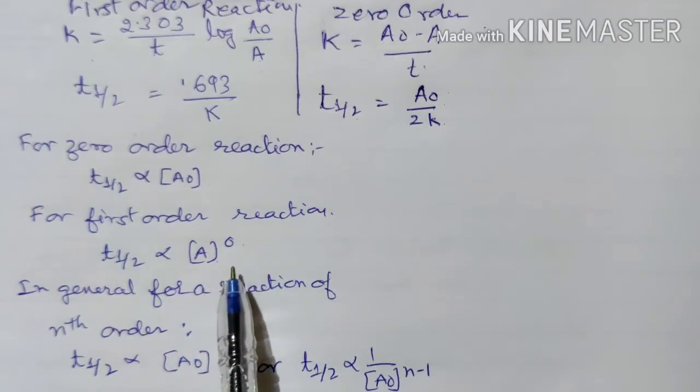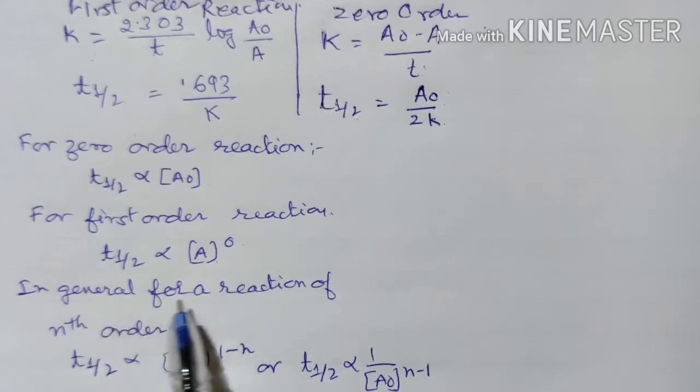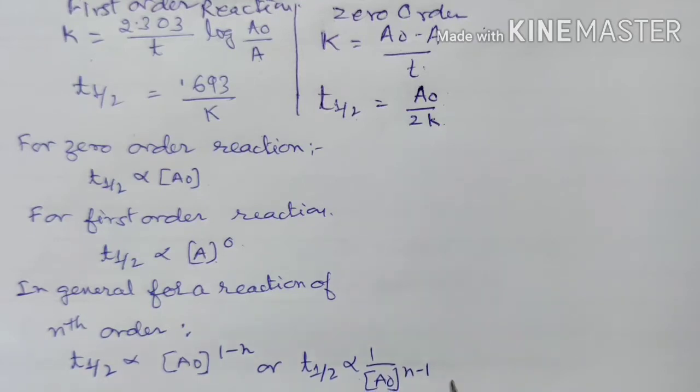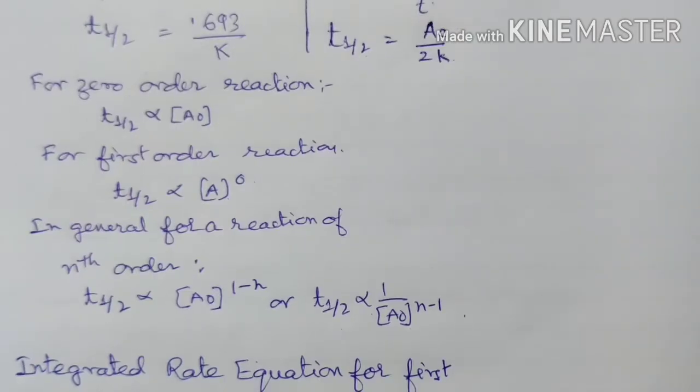So in general, for a reaction of nth order, t half is directly proportional to a0 raised to the power 1 minus n. Then we can write that t half is directly proportional to 1 upon a0 raised to n minus 1. Now this is for the zero order. Now for the first order reaction.